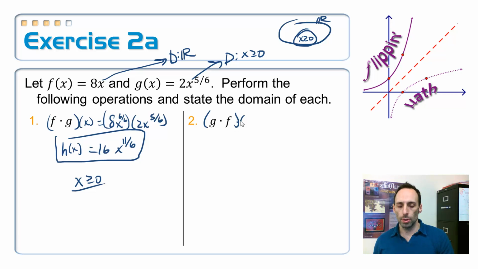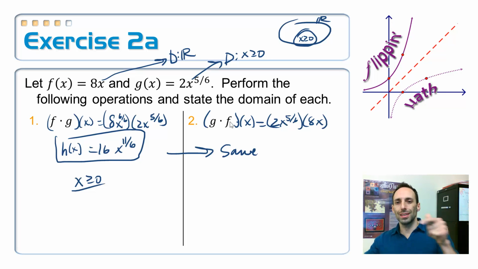I'm sure this is totally going to make a difference if I just switch the order, right? So this time I've got 2x to the 5/6 times 8x, and it's exactly the same, right? It's the same. So it has that same property that addition has. When the order doesn't matter, it's called the, it starts with the C. We'll see in just a second.